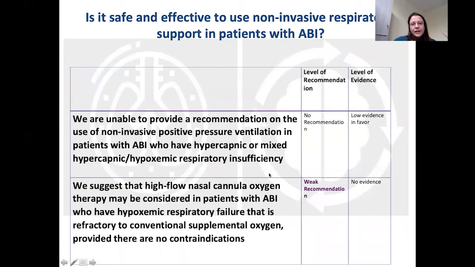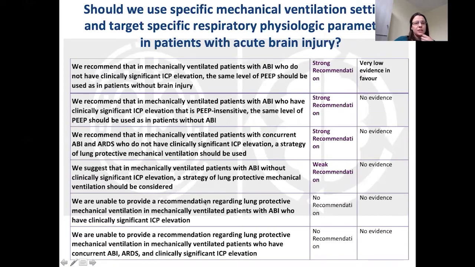It is unclear whether the use of non-invasive ventilation can be safe and effective. Maybe for NIV, we still didn't get any recommendation, but we obtained a recommendation regarding the use of high flow nasal cannula oxygen, which can actually be considered a good option in acute brain injured patients.